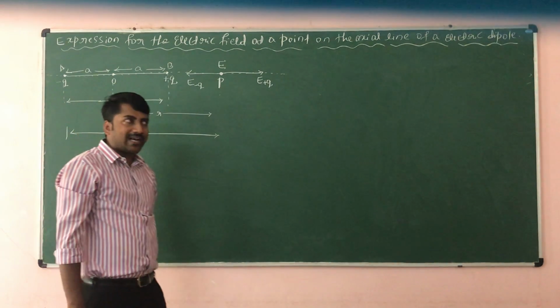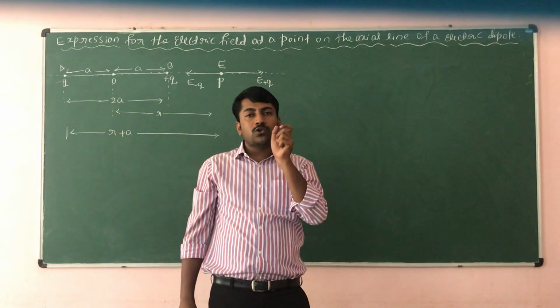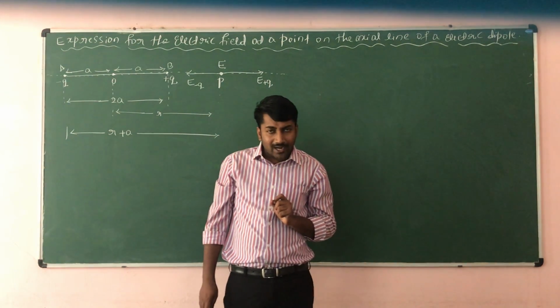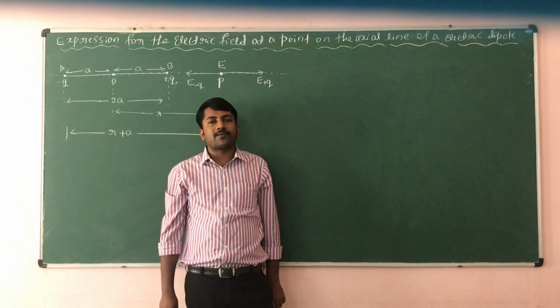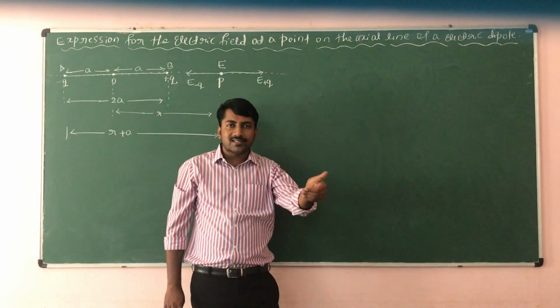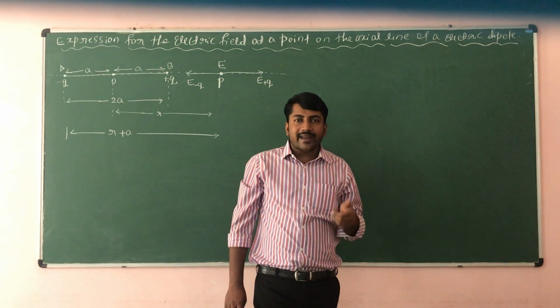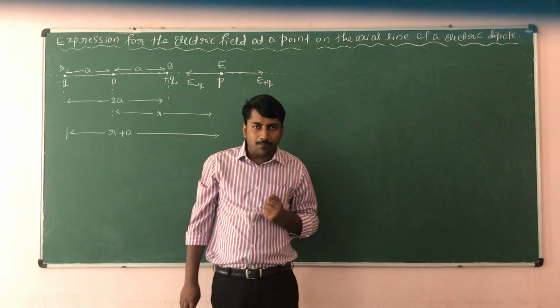How to calculate the electric field? You know the simple formula. Electric field due to a single charge, or electric field due to a point charge: E is equal to 1 divided by 4 pi epsilon naught Q divided by R. Already in the previous class we discussed what is electric field and the expression for electric field due to a point charge.